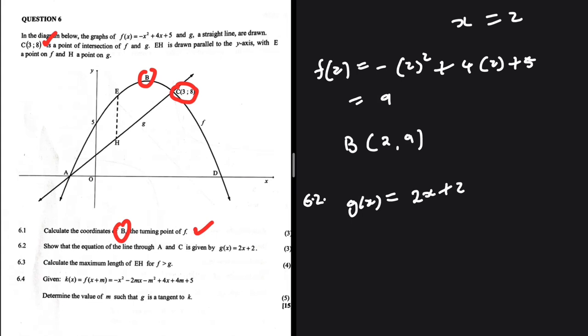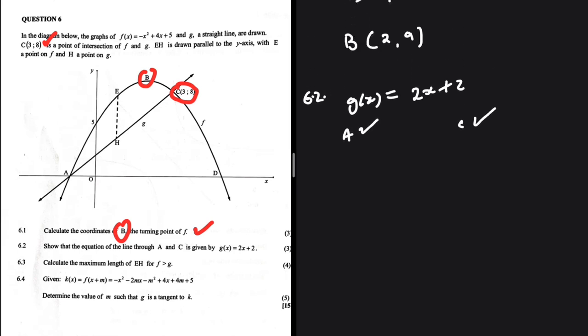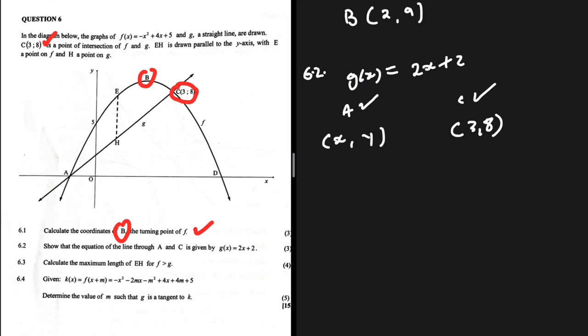The question says show that the equation of the line through A and C. So the line passes through A and then it passes through C. In order for us to find the gradient, we have the coordinates of C, which happens to be 3 and 8. So we need to somehow find the coordinates of A, which we can just get by factorizing f of x. Then we will have the values of A. Unless there's another way of doing it. Is there another way? I cannot see an immediate way, but if there is, we can also explore that way.